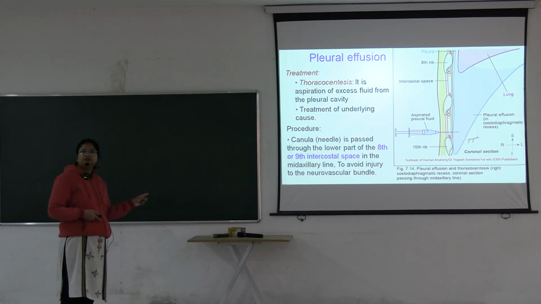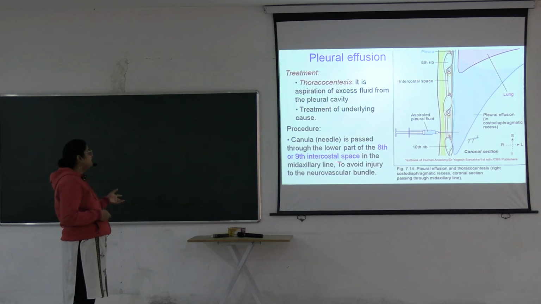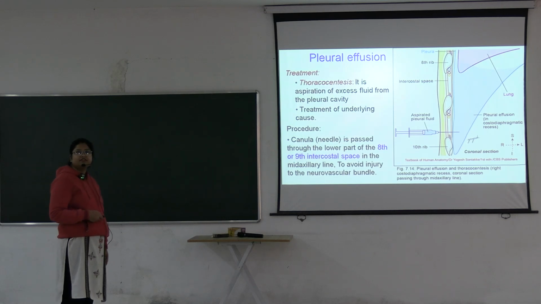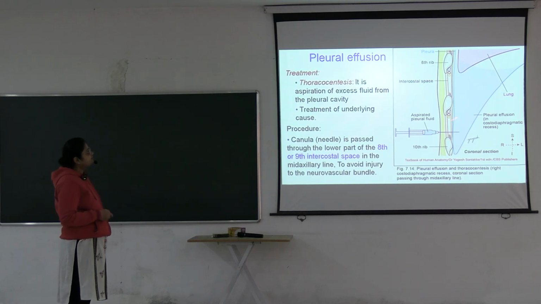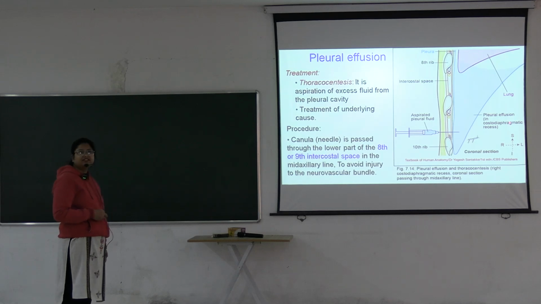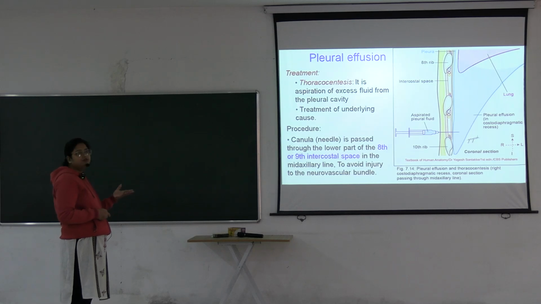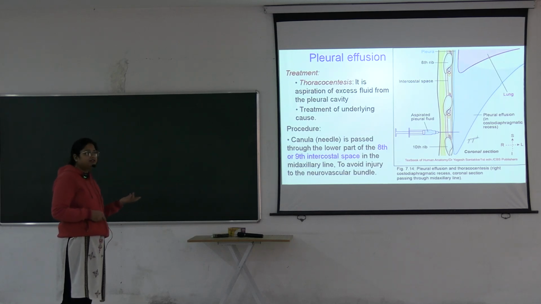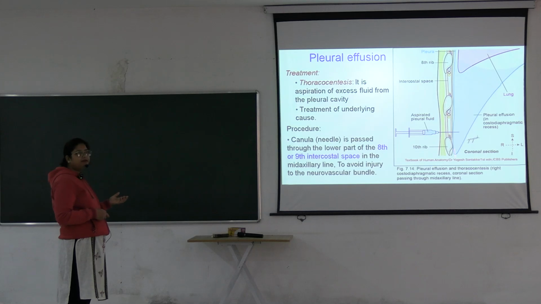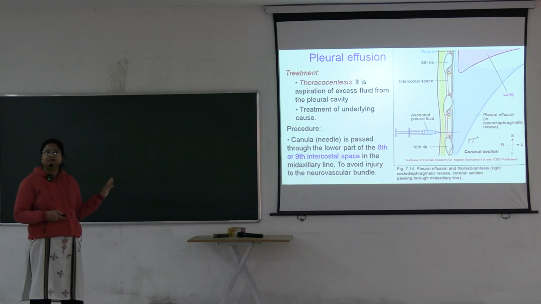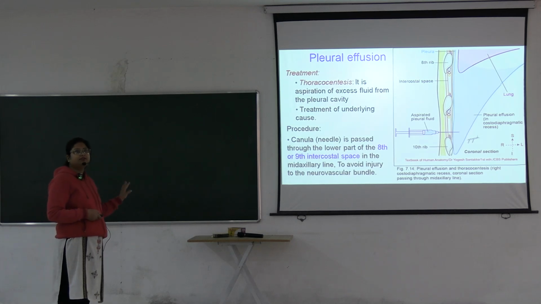Why, during thoracocentesis, is the needle passed through the 8th or 9th intercostal space, and also through the lower part of the intercostal space? Because in the upper part, in the costal groove, the main neurovascular structure is lying. If you pass the needle through this, there is a high chance of injury to this neurovascular bundle in the costal groove. That is why the needle is passed through the lower part of the intercostal space and in the 8th and 9th intercostal space. Okay, understood? So, we prepare it as an explain-why question.